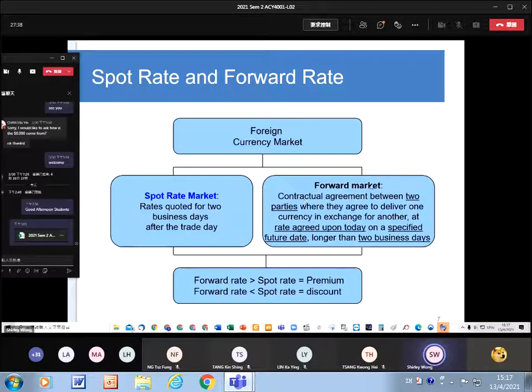And for the forward market, we have learned it in ACY 4001. You will sign a contract between 2 parties, and then they agree on a specific foreign currency rate, and then it is to be settled on a future day. This future day must be more than 2 business days. That is a forward market.